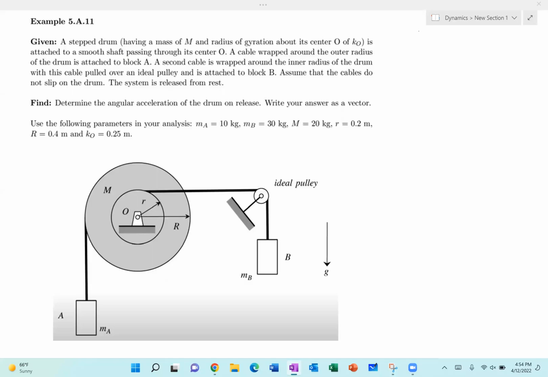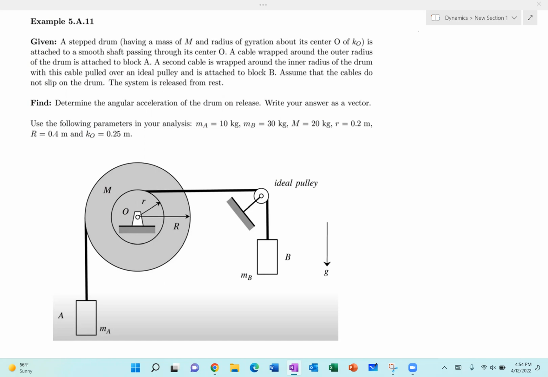Example 5A11. A step drum having mass of M and radius of gyration about its center O of KO is attached to a smooth shaft passing through its center O. A cable wrapped around the outer radius of the drum is attached to block A. The second cable is wrapped around the inner radius of the drum, with this cable pulled over an ideal pulley and is attached to block B.